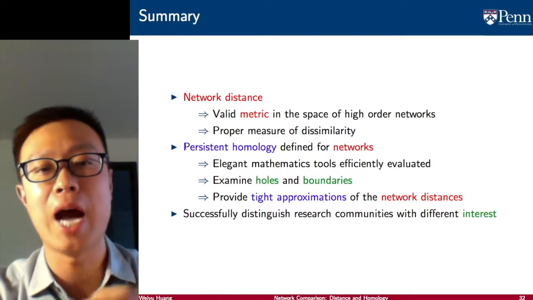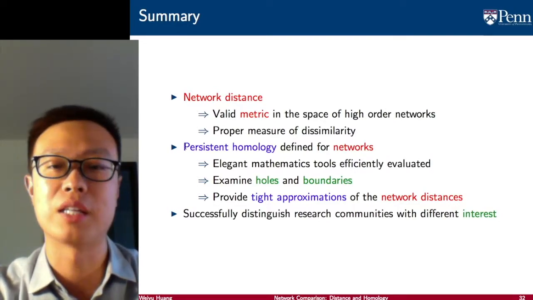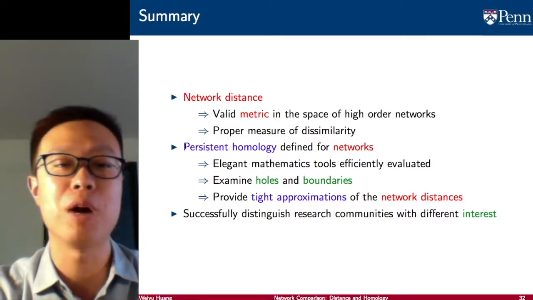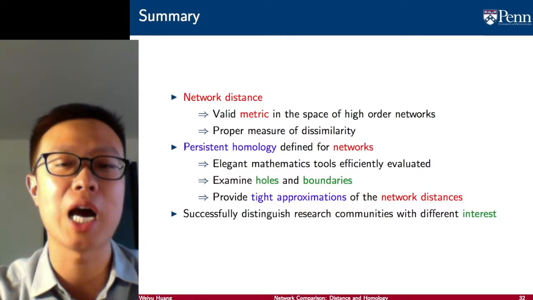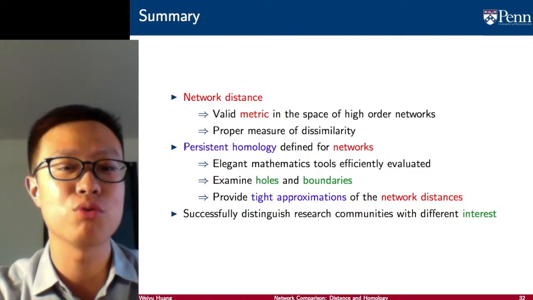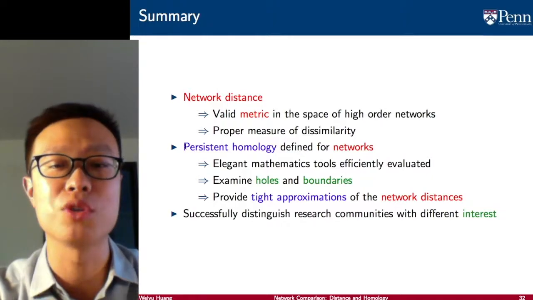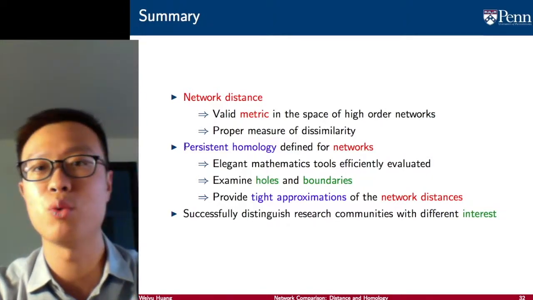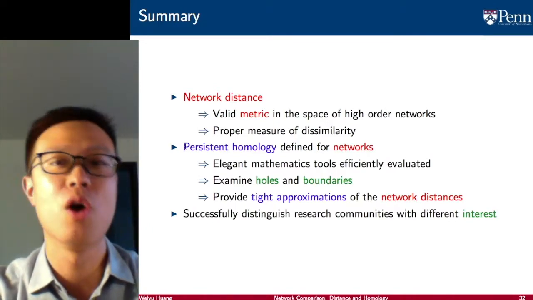This is a very elegant mathematical tool that can be efficiently evaluated. We examine holes and boundaries, and this provides a tight approximation of the network distances. We then apply these tools to successfully distinguish research communities with different interests, for example, engineering versus mathematics, or different research communities in engineering.